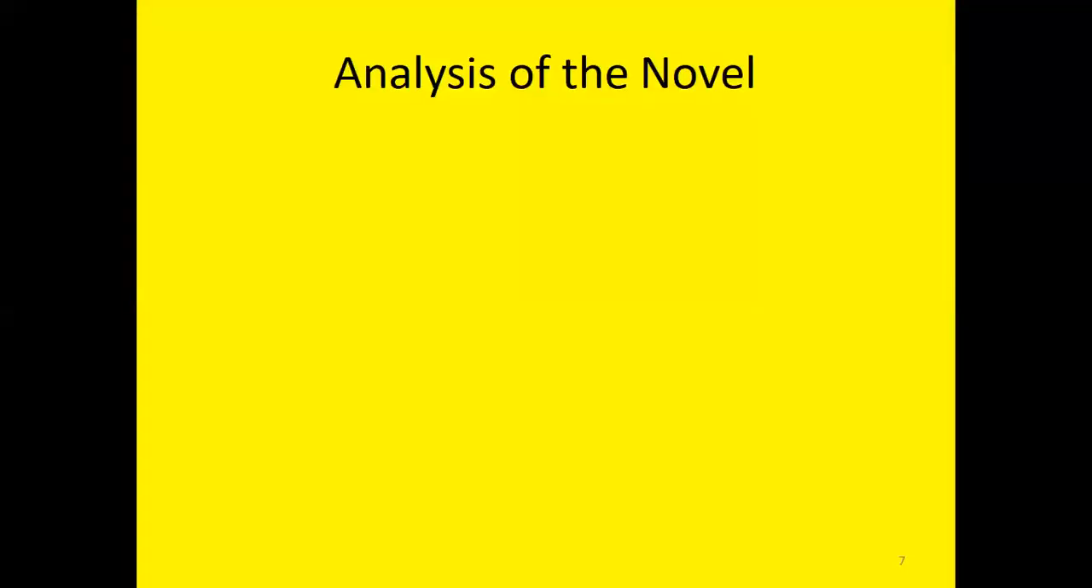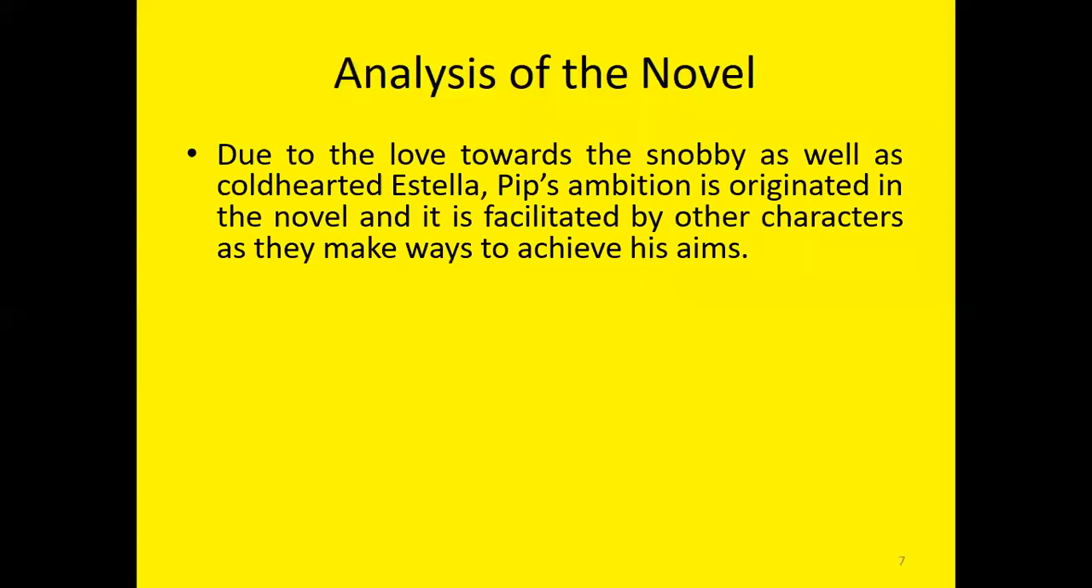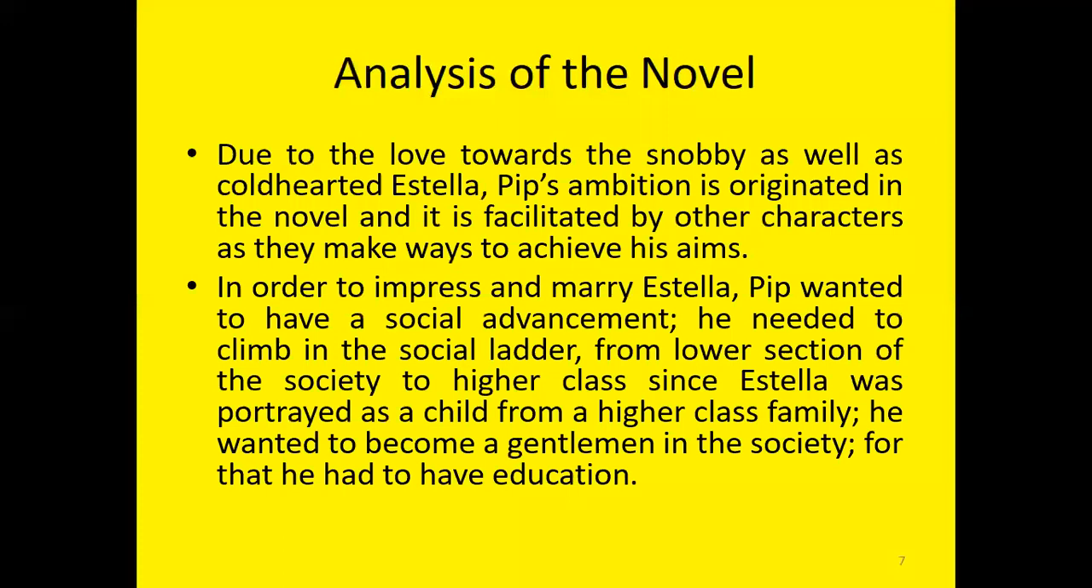Analysis of the novel. Due to the love towards the snobby as well as cold-hearted Stella, Pip's ambition originates in the novel, and it is facilitated by the other characters as they make ways to achieve his aims. In order to impress and marry Stella, Pip wanted to have a social advancement. He needed to climb the social ladder from the lower section of the society to the higher class, since Stella was portrayed as a child from a higher class family. He wanted to become a gentleman in the society. For that, he had to have education.